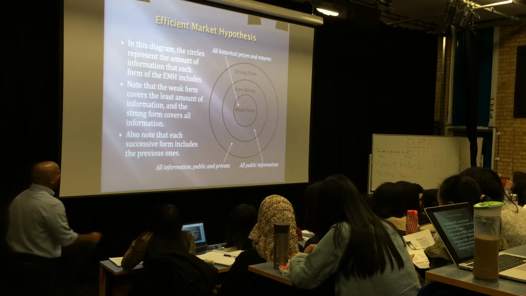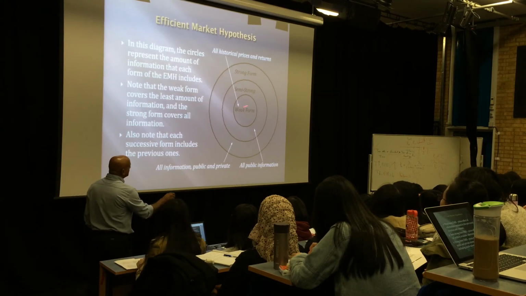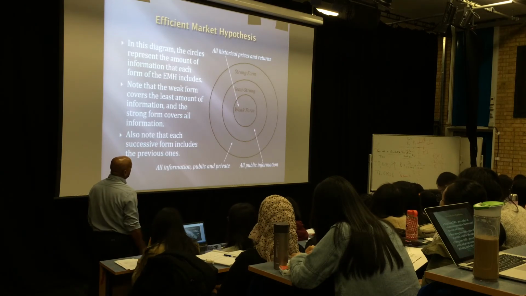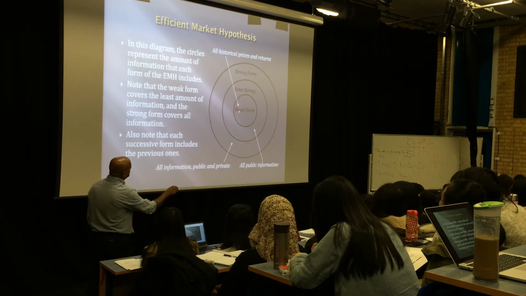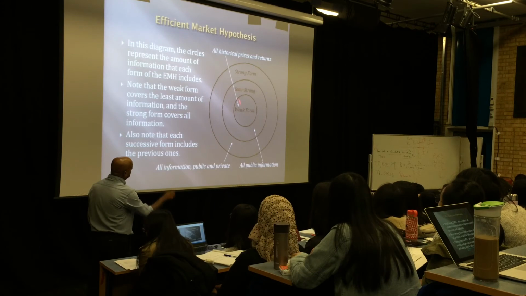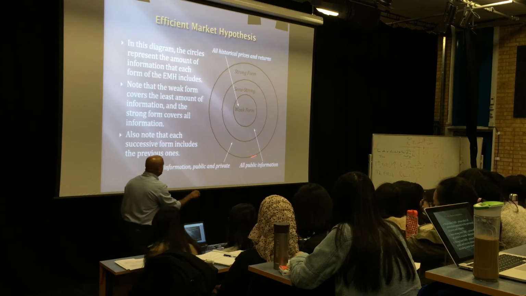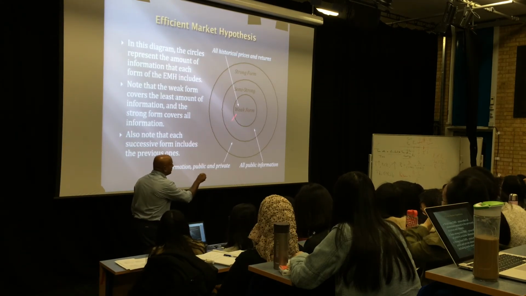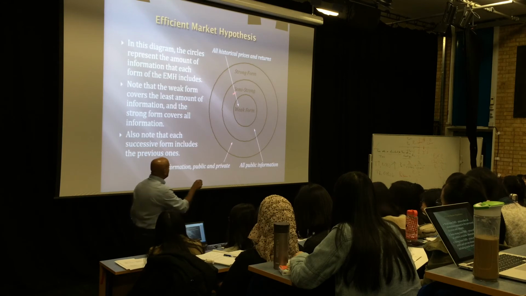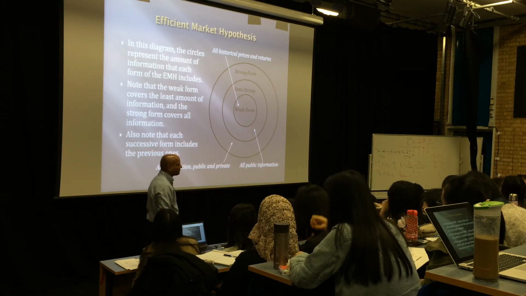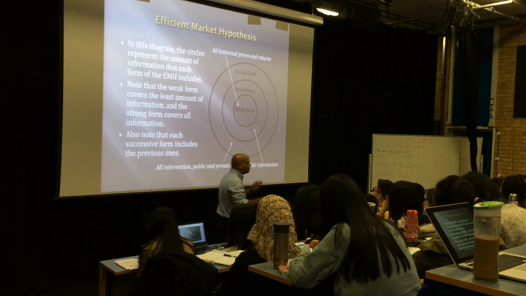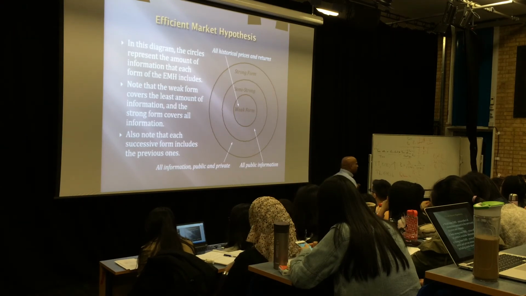Okay, in this graph, that's the weakest form. All public information, all historical prices and returns. Then semi-strong, all public information, and then all information is strong form. Notice the strong form includes the semi-strong and the weak form inside it. And the semi-strong includes the weak form inside it. The name of the game is to test which one exists.